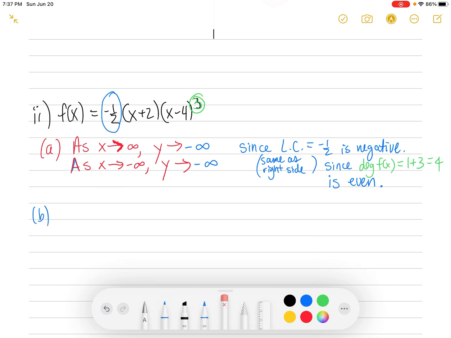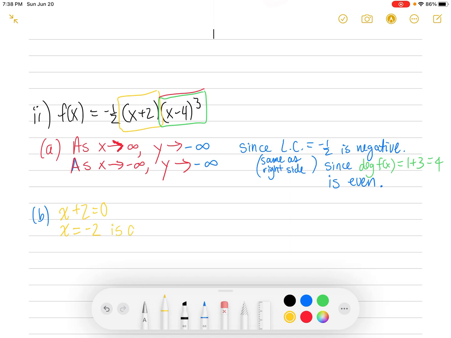We're going to take each factor and set it equal to 0. So for the first factor here, I'll do it in yellow. We have x plus 2 as our first factor. Our second factor, we're going to have x minus 4. I'll do that in green, let's say. So our first factor here, I'm going to take x plus 2, set it equal to 0. I'm going to subtract 2 from both sides. I get x equals minus 2.